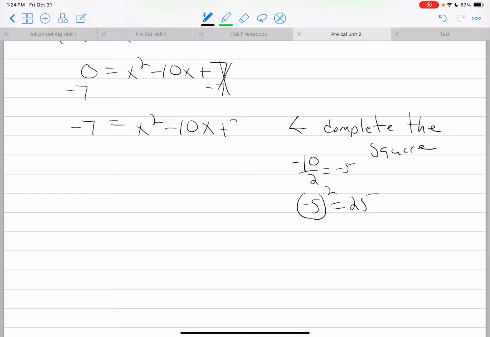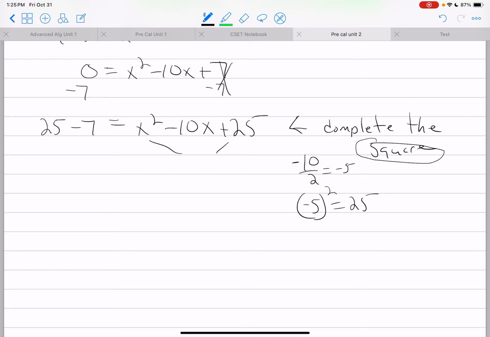So this becomes plus 25 on this side. And to keep this even, I'm going to put plus 25 on the other side. Right? It kept my equation balanced on both sides. Really, I didn't add anything to each side because I added the same thing to both sides. So they're both balanced, both equal. And the whole reason I did this is because I created a perfect square, which is why this is called complete the square.